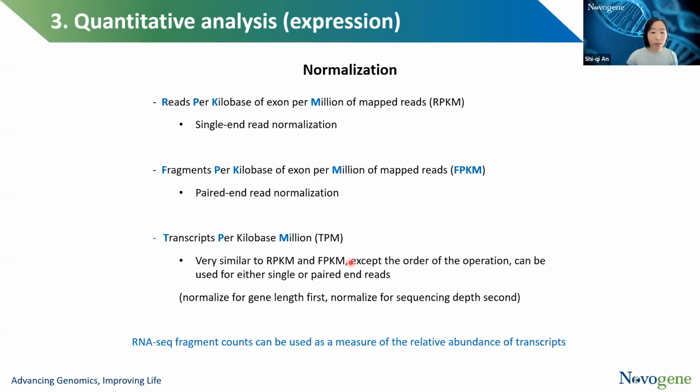And you also have TPM, transcripts per kilobase million. This again is very similar to the other 2 methods, except the order is different. It normalizes for gene length first, and then it normalizes for sequencing depth second. Okay? And this method can be used for either single or paired-end reads. After this step, the counts can be used as a measure of relative abundance of transcripts.